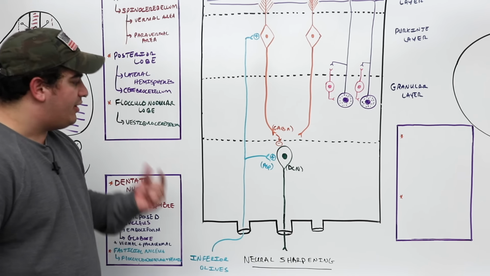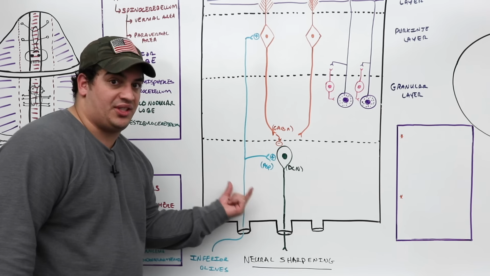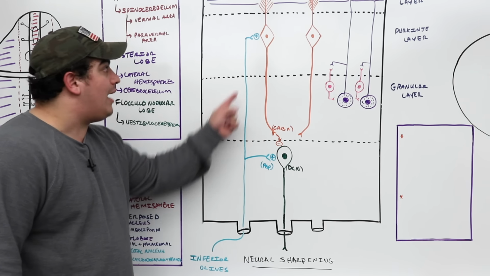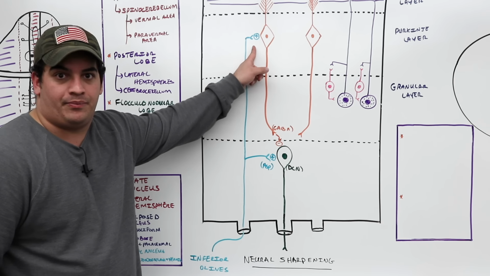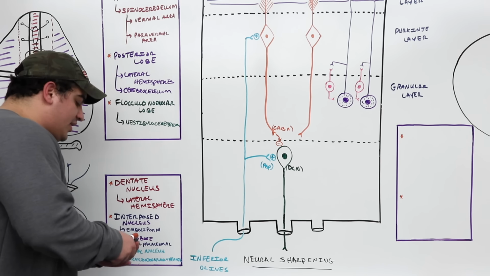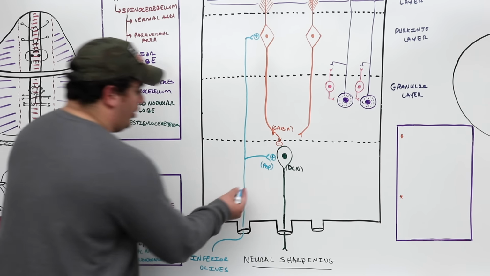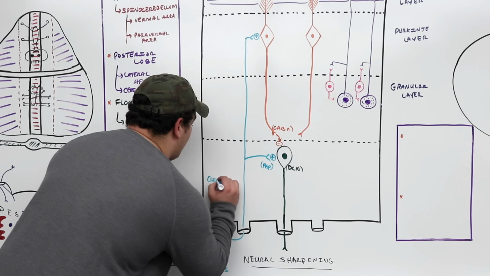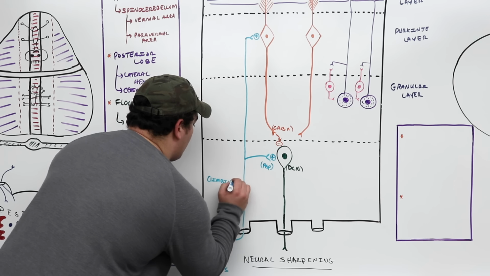Now, here's the important name for these fibers. These are really important because one thing I need you to remember is that one fiber goes to one Purkinje. One fiber can go to this one Purkinje. This is going to be called your climbing fibers. So these fibers here are called your climbing fibers.